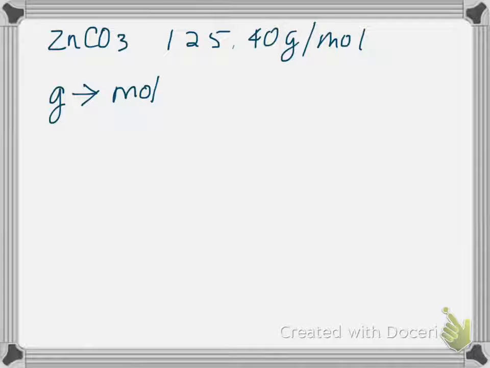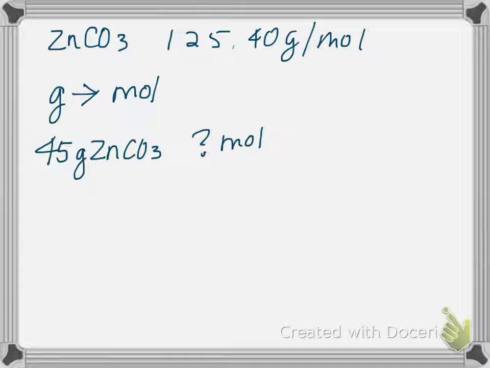4. For what? Give me some other numbers. 7,592. I need a normal number. 45. Thank you. Let's say I have 45 grams of zinc carbonate, and I want to know how many moles that would be. Okay? So I would say 45 grams of zinc carbonate.